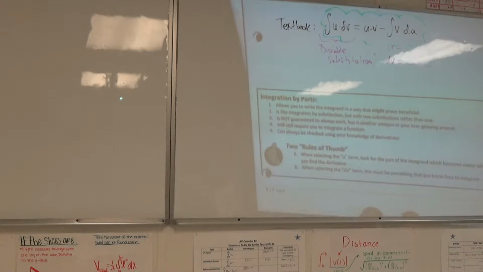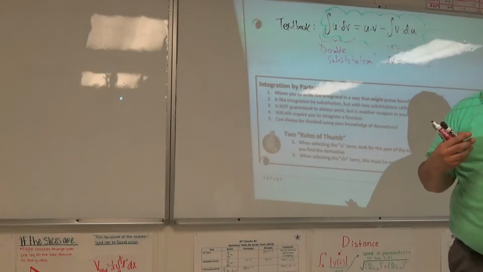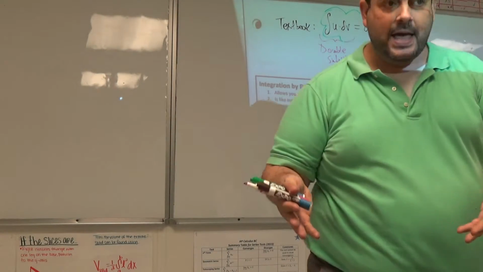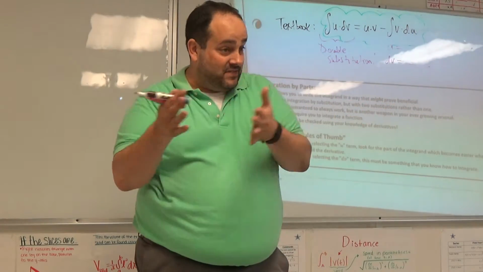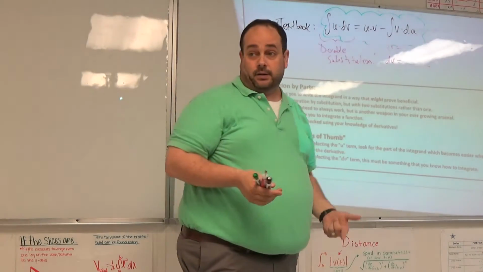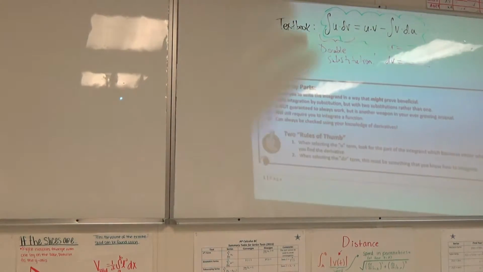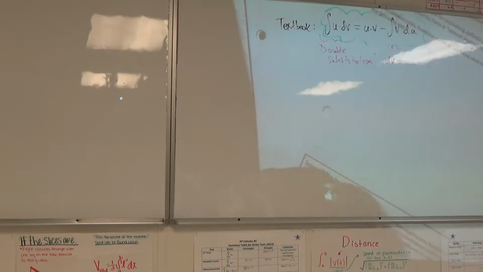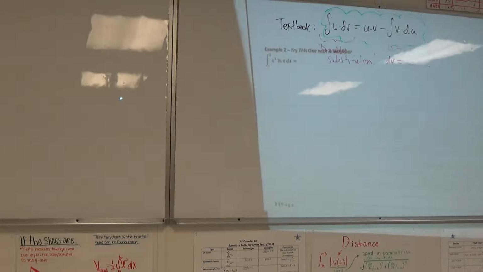General rule for the road is this. When picking the u term, pick the thing that when you take a derivative, it becomes easier to work with. But at the same time, you have to balance that whatever the dv is, the leftover stuff, you have to integrate that part. So let's just look at a problem and then we'll go from there. And your smart little particles will start asking all the right questions as they always do. Okay. Example 1. Integral of x sine of x.